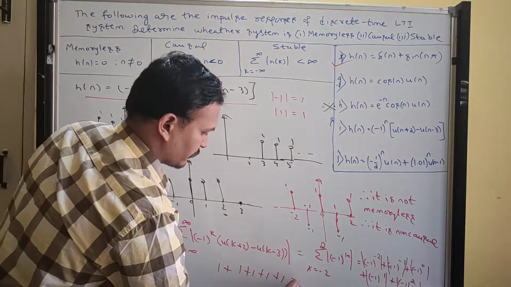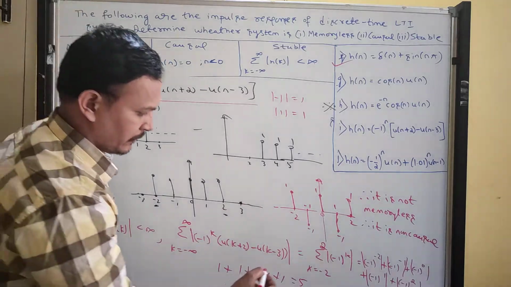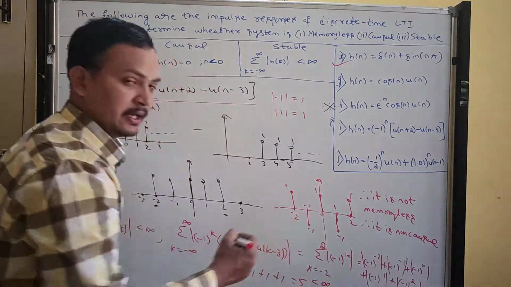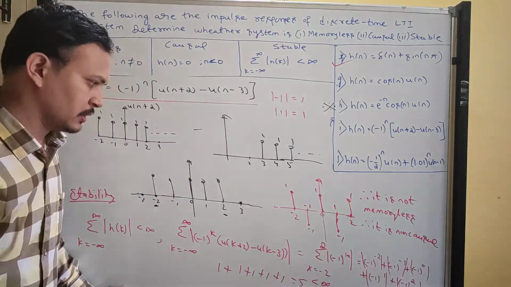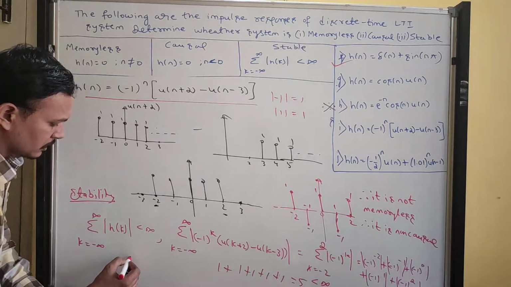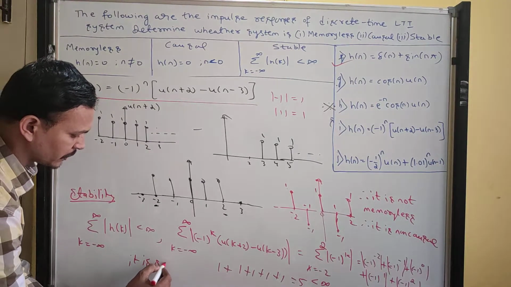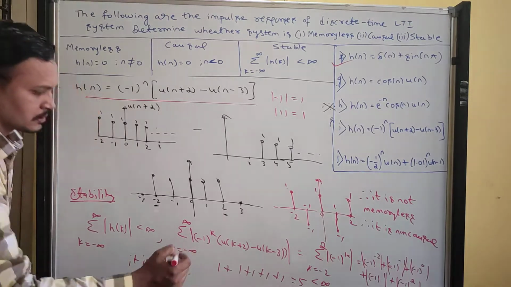Okay. So therefore add all this, you will get 5. 5 is less than infinity. Therefore you can say it is stable.